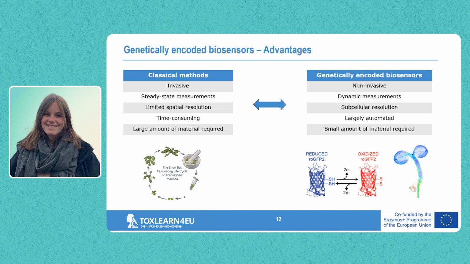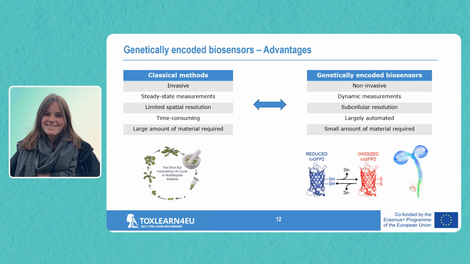But you can also add a targeting peptide, and this targeting peptide will make the plant cell know to which organelle the sensor needs to go. So you can really target the sensor, for example, to mitochondria, to chloroplasts, peroxisomes, the endoplasmic reticulum, and so on.